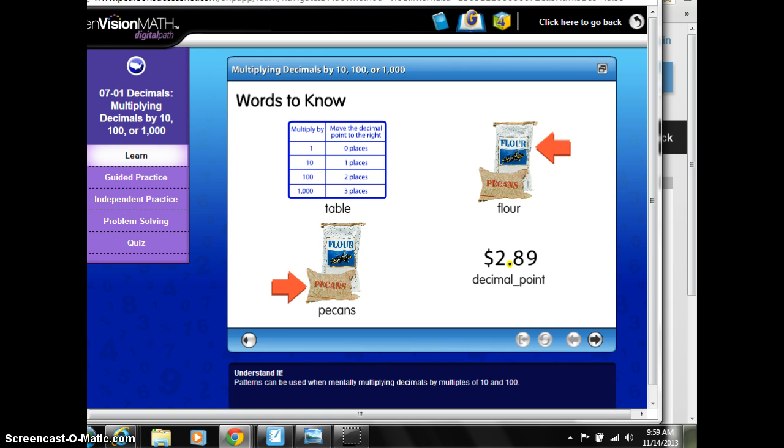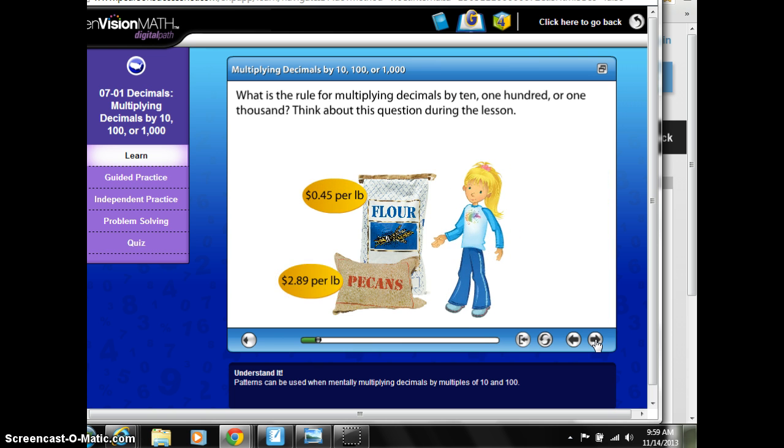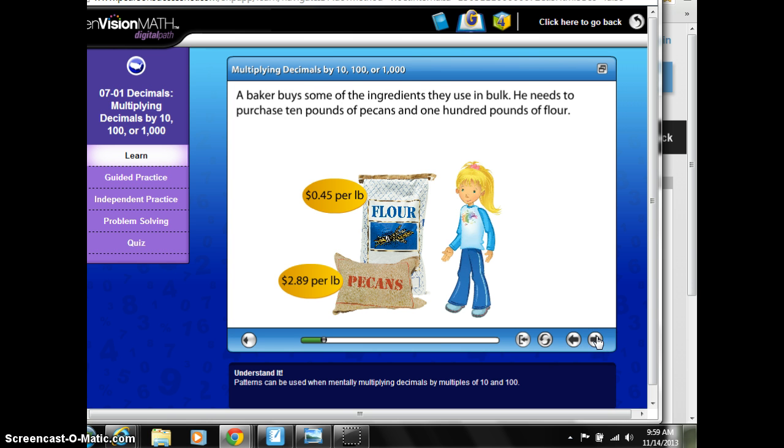First we ignore them. That's right. And then we put them back into the answer. So that's what we're going to work on today. So, question. What's the rule for multiplying by 10, by 100, and by 1,000? Well, we're going to focus on those zeros to help us.